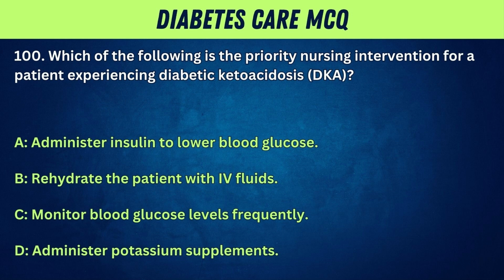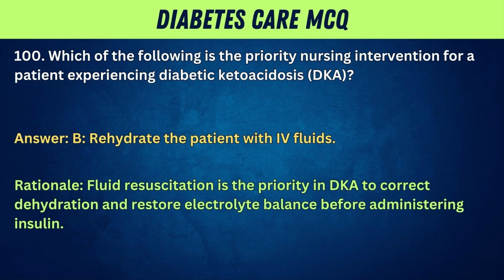100. Which of the following is the priority nursing intervention for a patient experiencing diabetic ketoacidosis, DKA? A. Administer insulin to lower blood glucose. B. Rehydrate the patient with IV fluids. C. Monitor blood glucose levels frequently. D. Administer potassium supplements. Answer: B. Rehydrate the patient with IV fluids. Rationale: fluid resuscitation is the priority in DKA to correct dehydration and restore electrolyte balance before administering insulin.